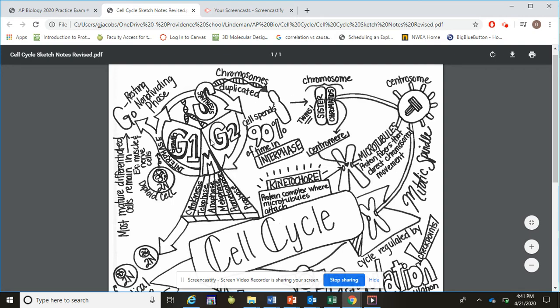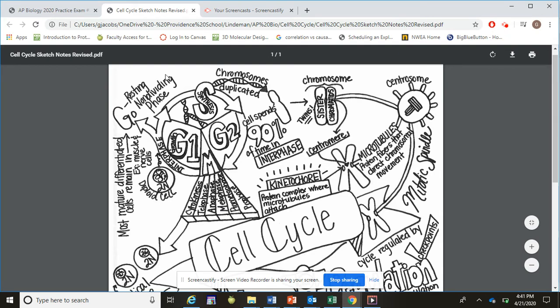Then in G2, it continues to grow, and then we go into M phase, where it goes prophase. Sometimes they reference prometaphase, metaphase, anaphase, and telophase. And every time we get to a new phase, there's a checkpoint. There's a G2 checkpoint to make sure that the chromosomes were replicated properly. And then in metaphase, they make sure that all of the chromosomes are lined up along the equatorial plate properly before they can progress into anaphase.